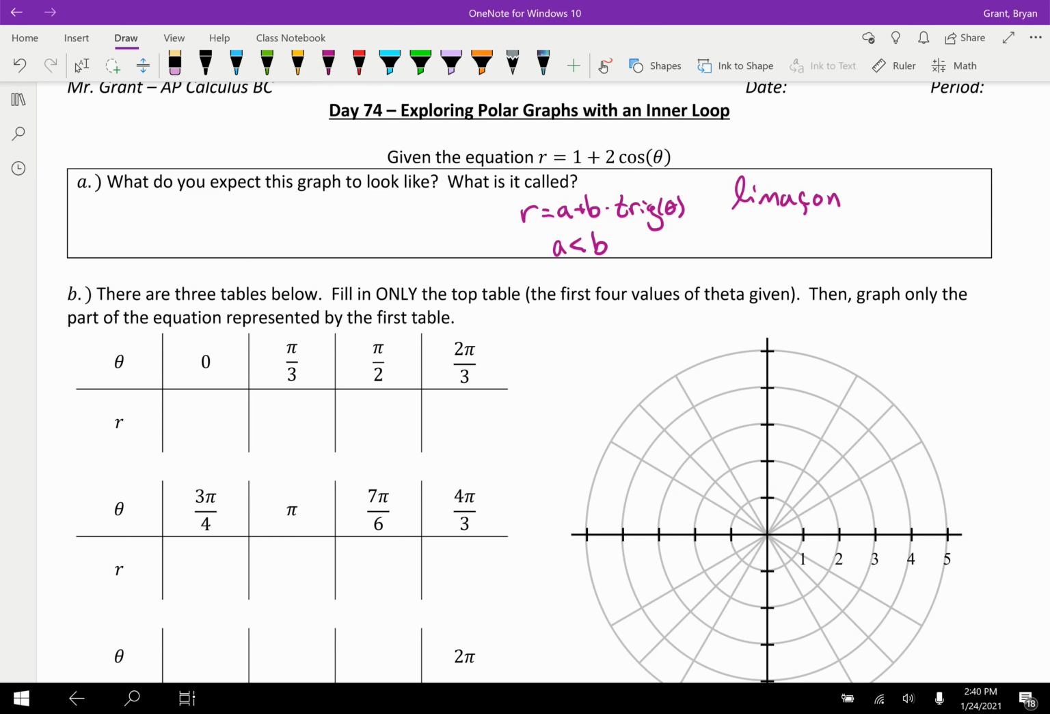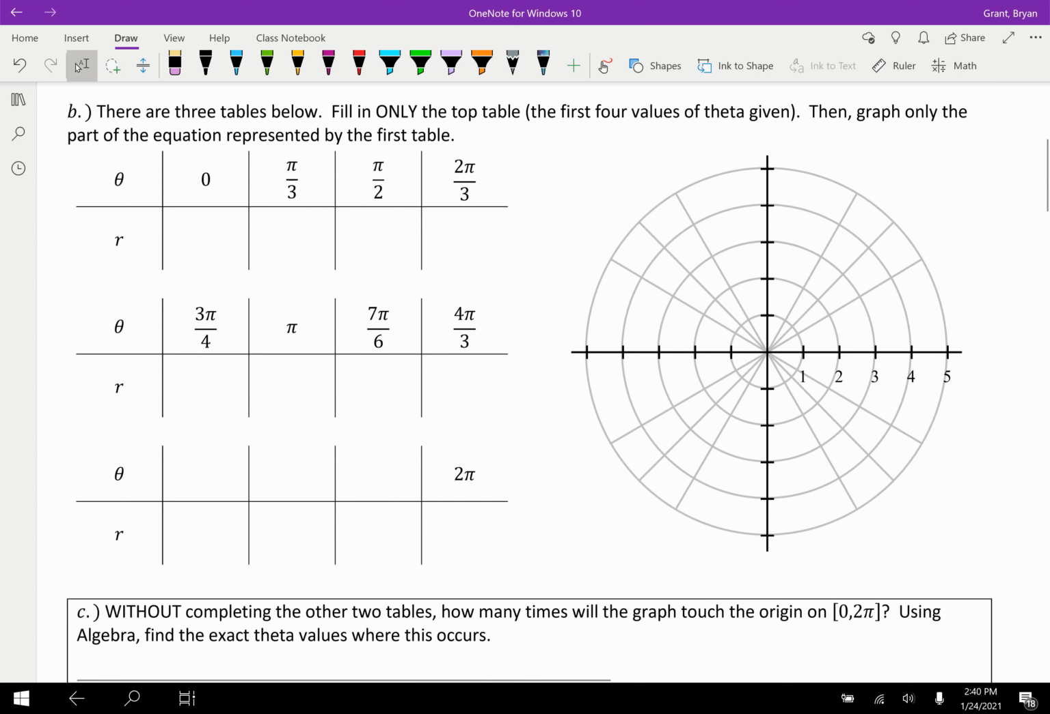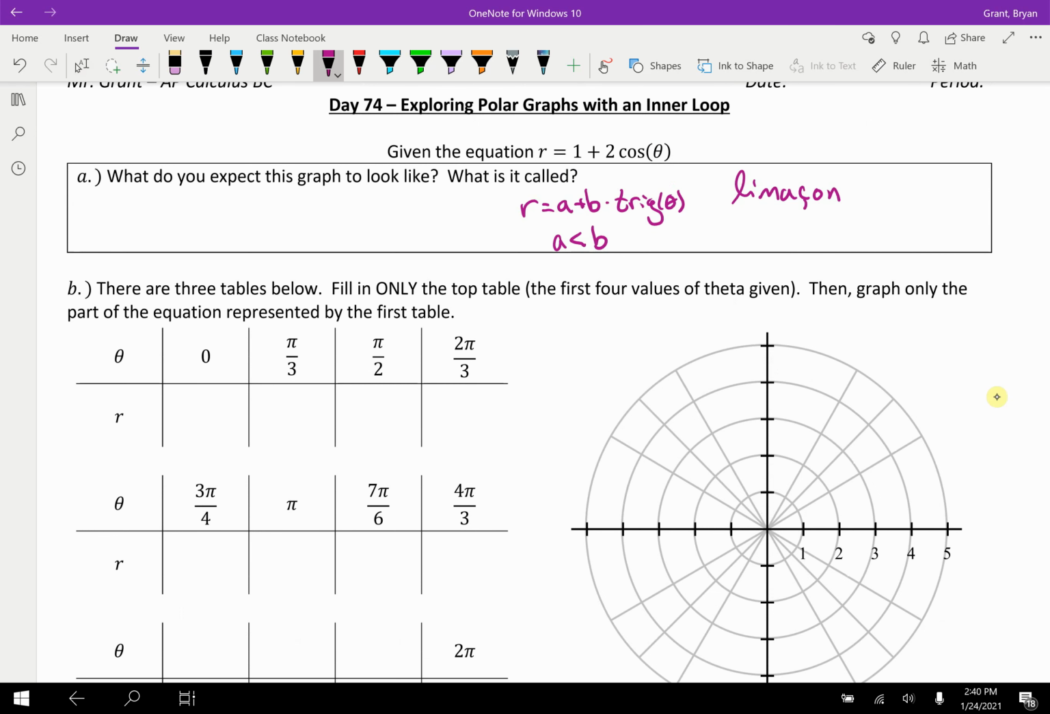Easy enough. Part B, tables again. Uh-oh. This one's going to go faster than the other, though, I promise. Fill in only the top table with the 4 given values of theta, and then we're just going to graph that part. So, top of the table, we have 1 plus 2 cosine of theta, so 1 plus 2 cosine of 0.